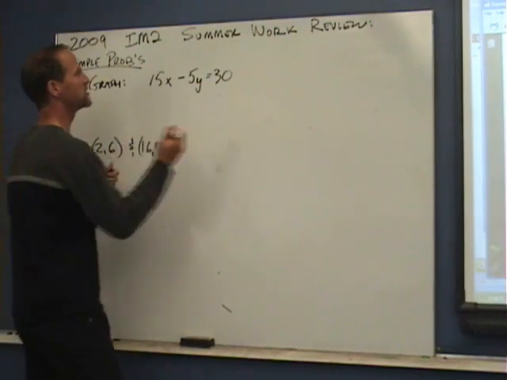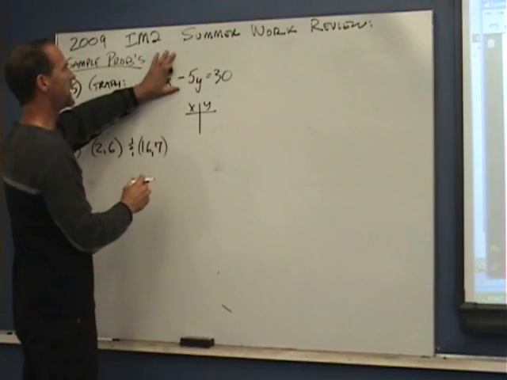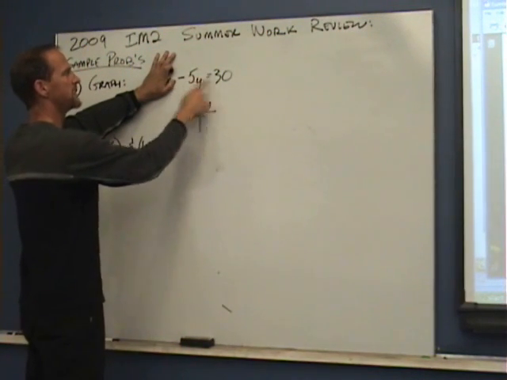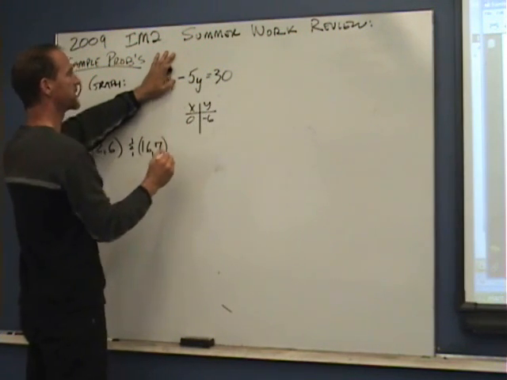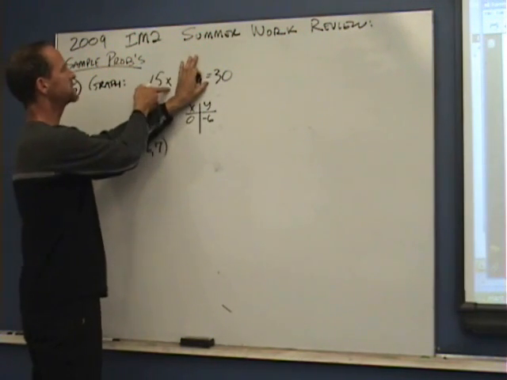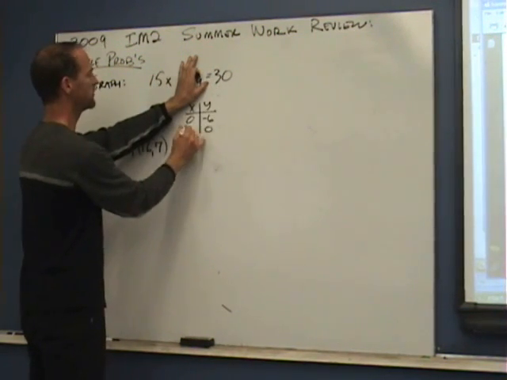That's pretty easy. You just make a little chart. I guess I'll do it right there. And you say, well, when x is 0, what does y have to be to make that true? Well, y would be a -6. So when x is 0, I've got -6. Then when y is 0, what does x have to be to make that true? Well, 15 times 2 gives me 30. So when y is 0, it's 2.